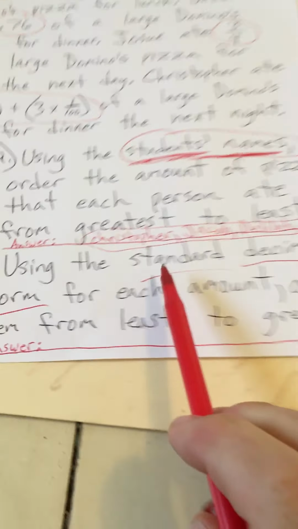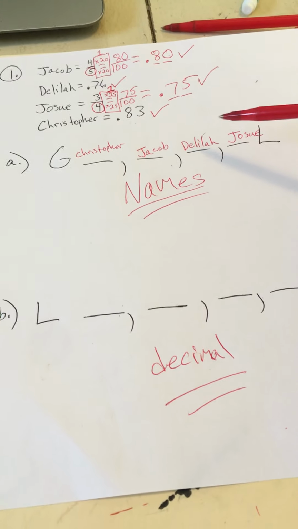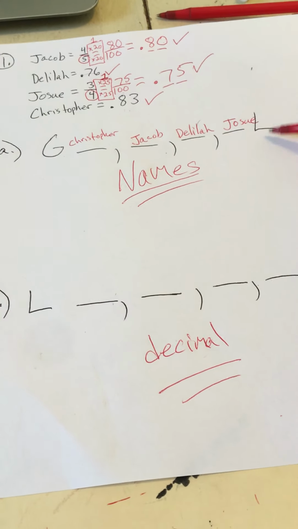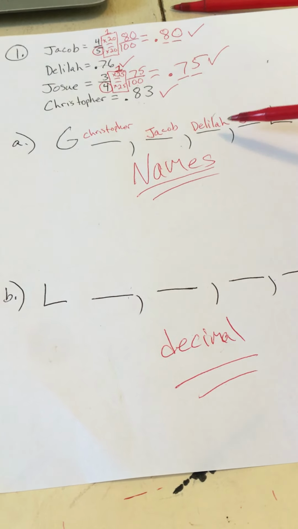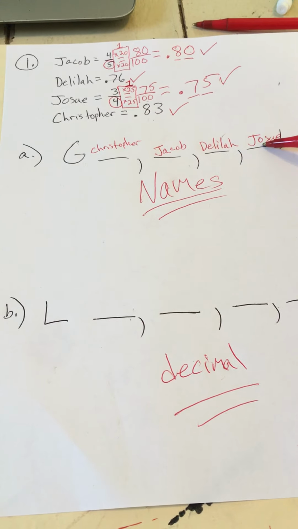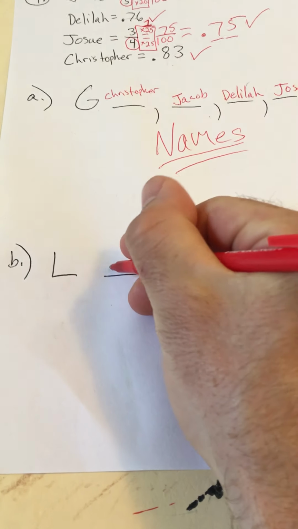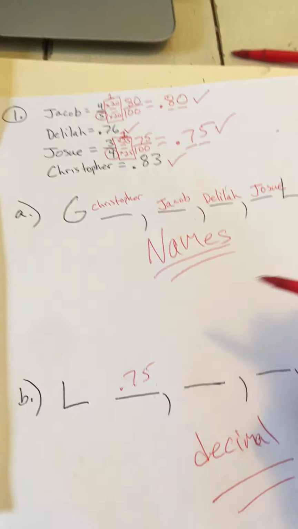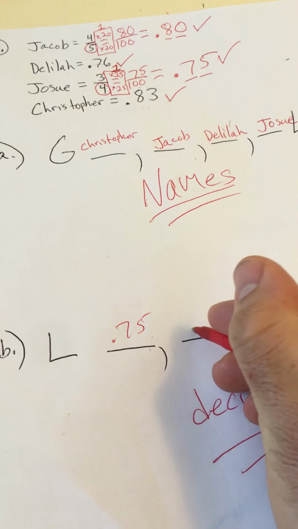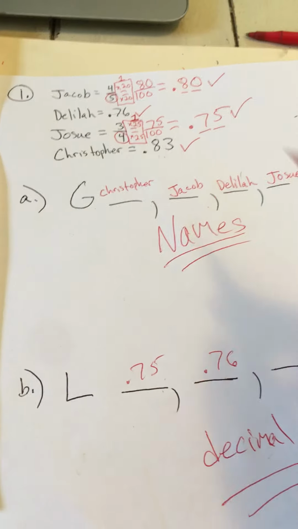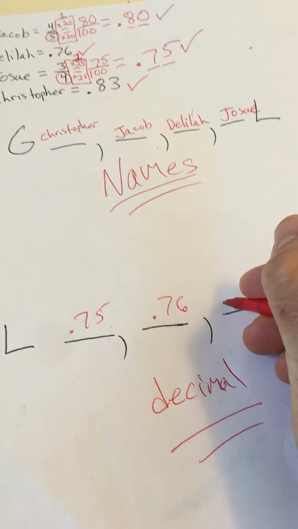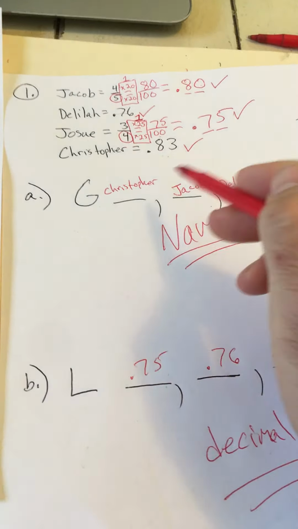Okay, so this one, we're going from least to greatest. So we already have the work done. If it was greatest to least here, now we're just going to go least to greatest. But instead of using their names, we're going to put their answers. So least would be 0.75. Then it was 0.76. Then it was 0.80. And the biggest one was 0.83.